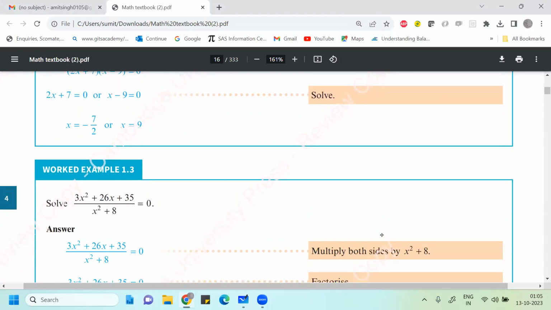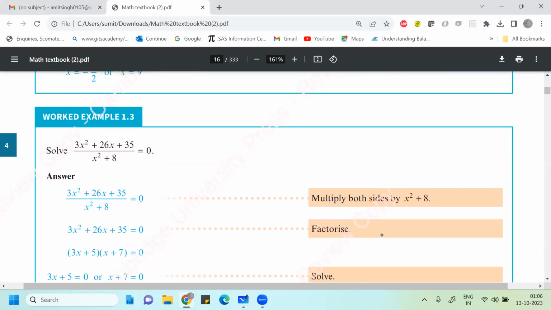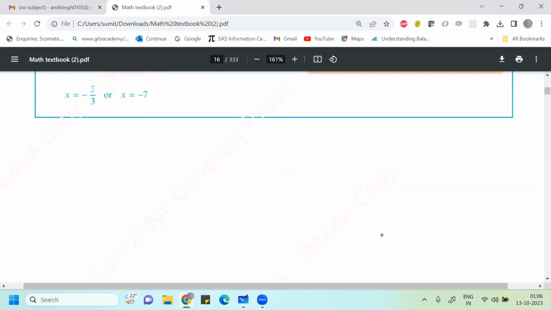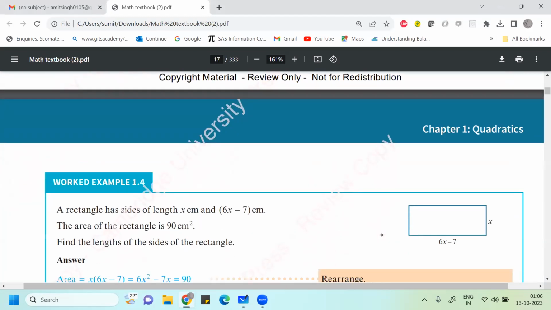Again, here if you do cross multiply, your denominator will become 0. So ultimately you get 3x square plus 26x plus 35. You just need to split the middle term, you'll get the answer. Very basic questions are there, so you can try doing this.